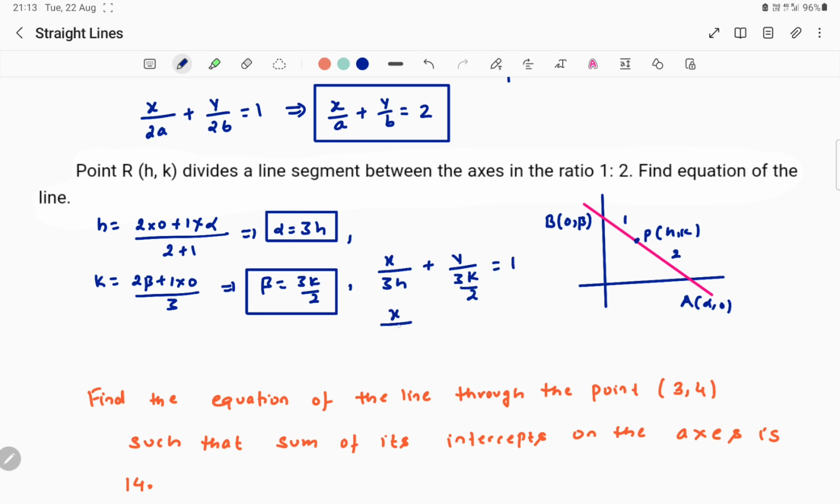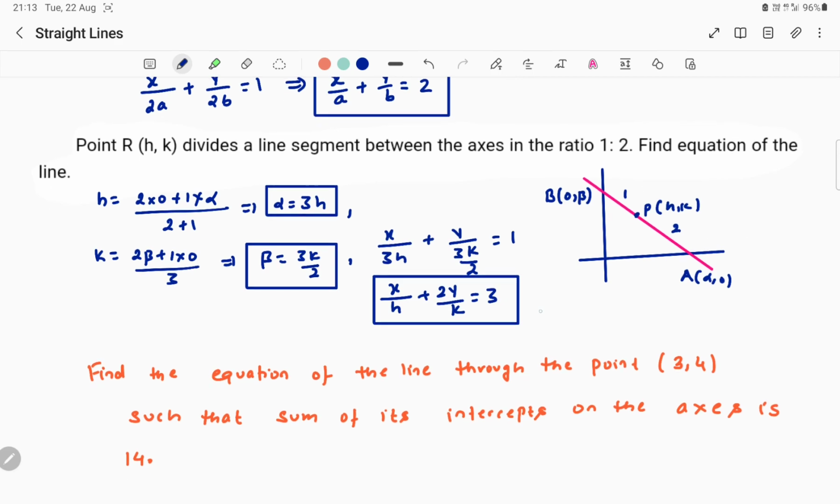When you do little manipulations, you will get x by h plus 2y by k is equal to 3. If you try to solve the other way around, meaning you take this as 1 and this as 2, in that situation you will see that the answer will be a similar kind, but it will be 2x by h plus y by k is equal to 3. So that will be the second answer, which you can verify on your own.